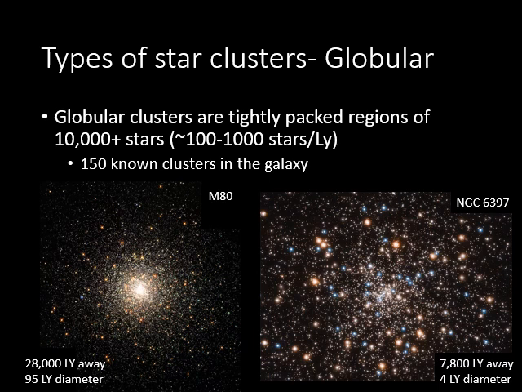If you take a look at the two pictures here, you can see that they really do look like globs of stars in the sky. Globular cluster M80 is on the left. So all of the stars you see here in the picture, the white and yellow dots, those are all part of the star cluster. This cluster is about 28,000 light years away from the Earth, away from the solar system, and it's about 95 light years in diameter. So from left to right in the picture, it's approximately 95 light years.